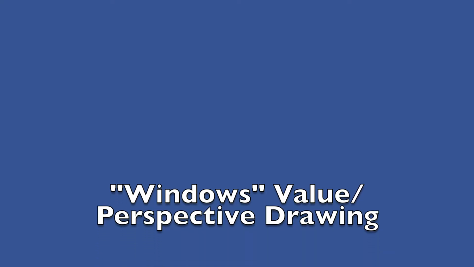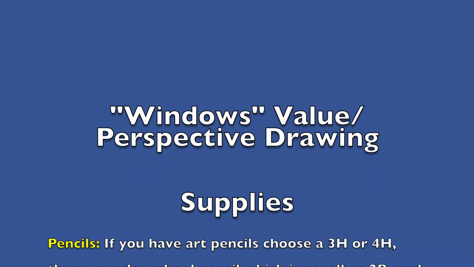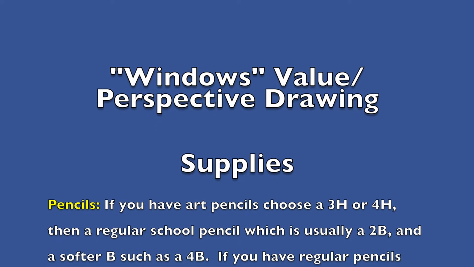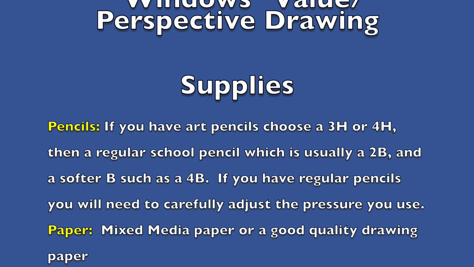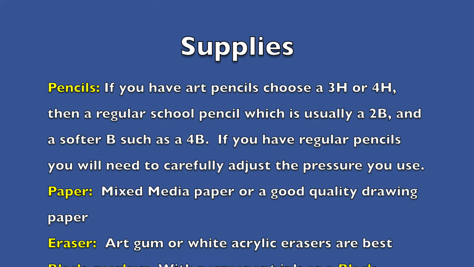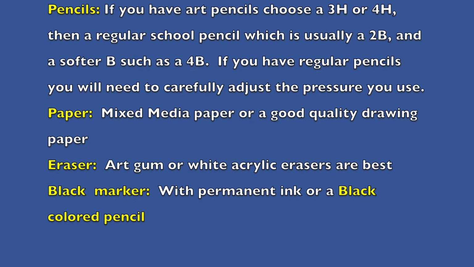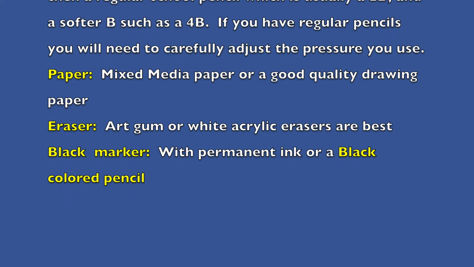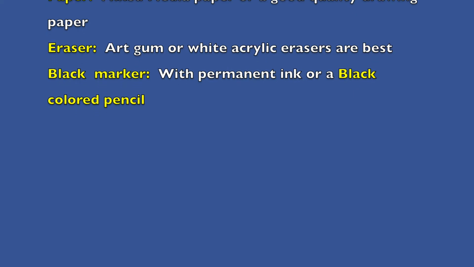You will be making layers of windows to see through, different kinds of windows, and you will need to create different values. So you will need pencils, and if you have art pencils, you would want to choose a hard one like a 3H or a 4H, and then like a regular school pencil, which is usually a 2B, and a softer pencil such as a 4B. Now if you have regular pencils, you're going to need to carefully adjust the pressure that you use on them. Your paper will be mixed media paper or a good quality drawing paper.